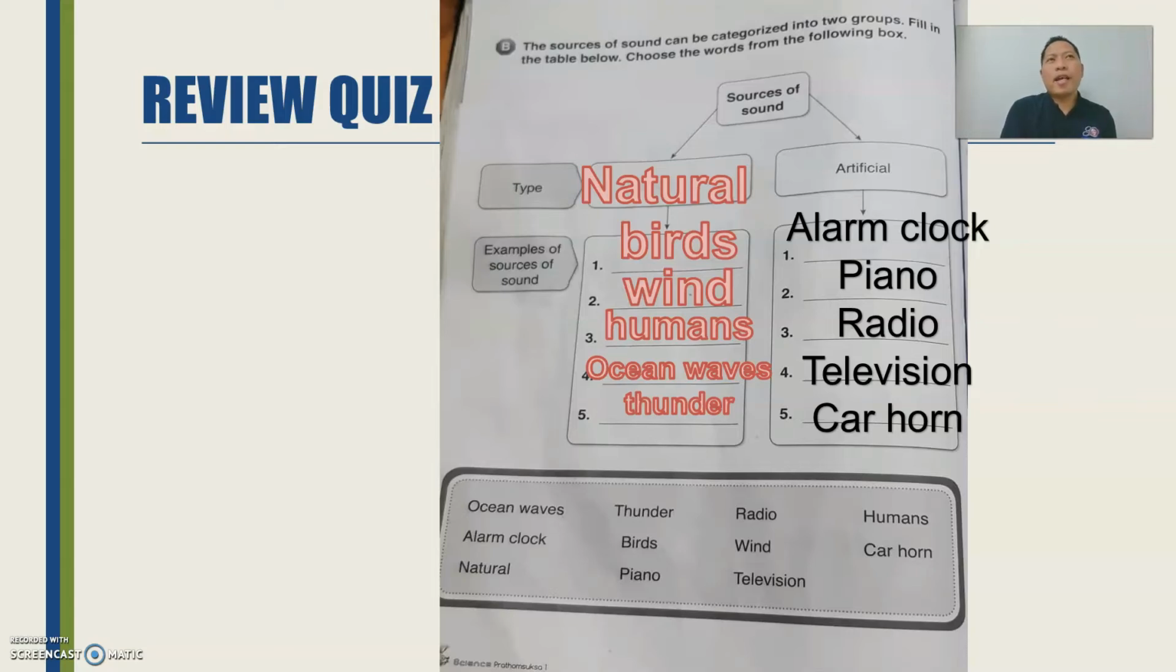If you say the sound of an airplane or the sound of a motorcycle, if you answer that, you get it right because it belongs again to artificial. So, artificial sound.